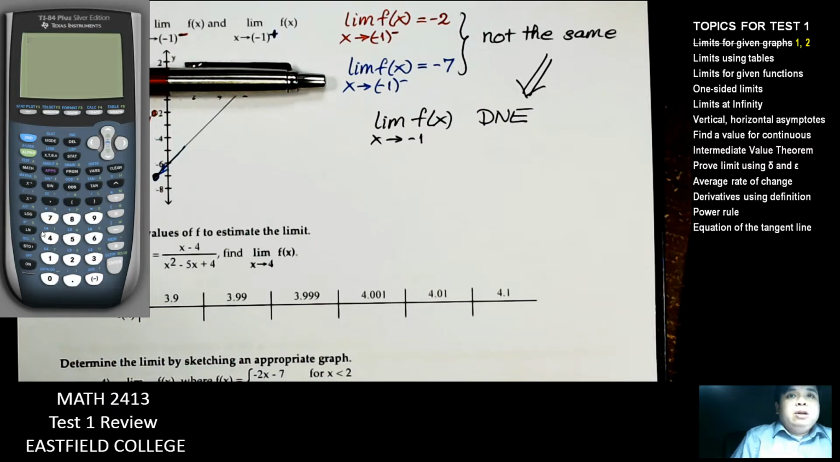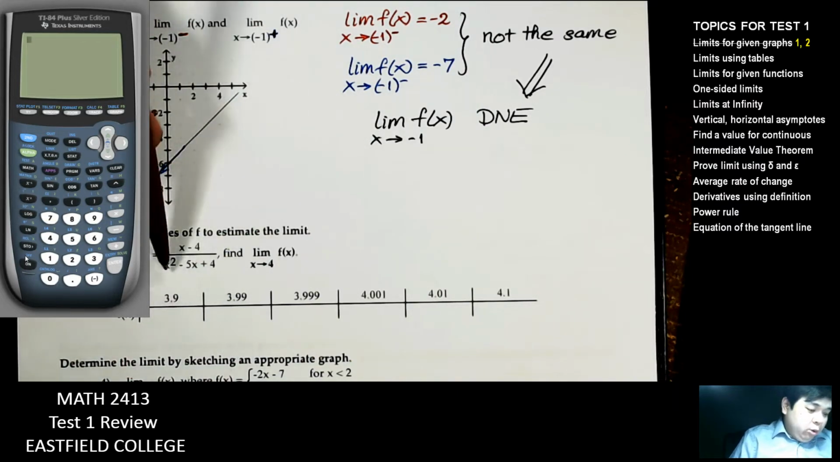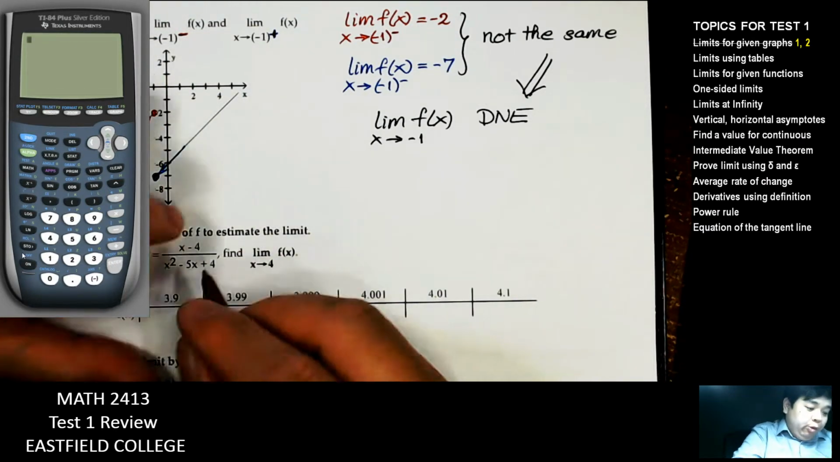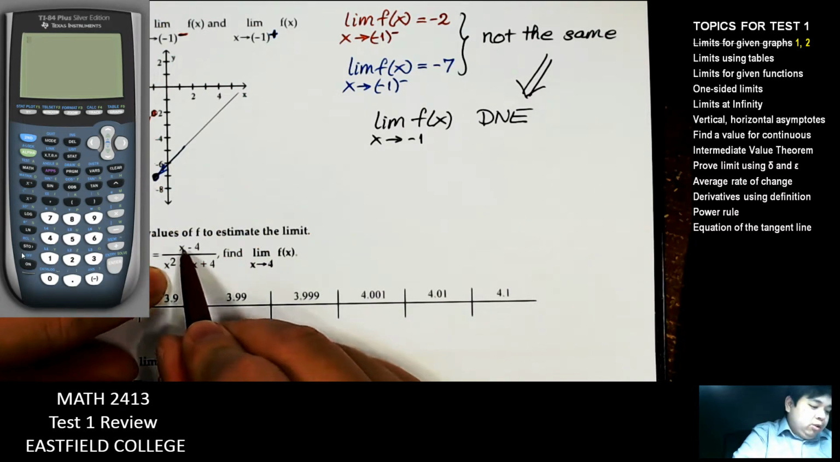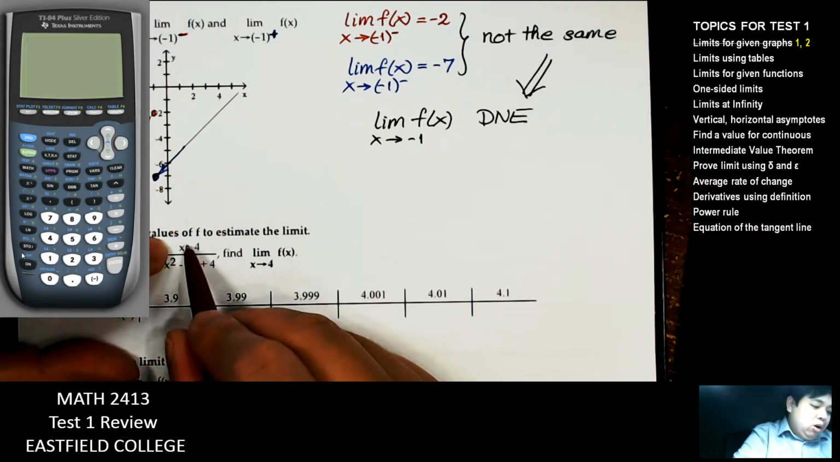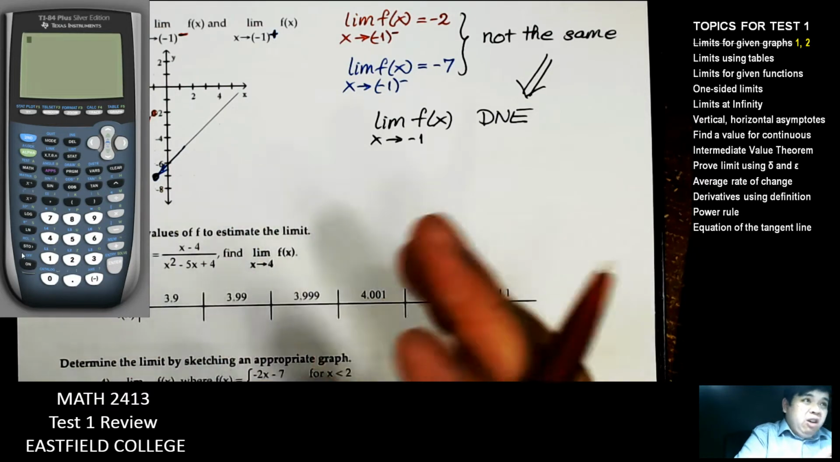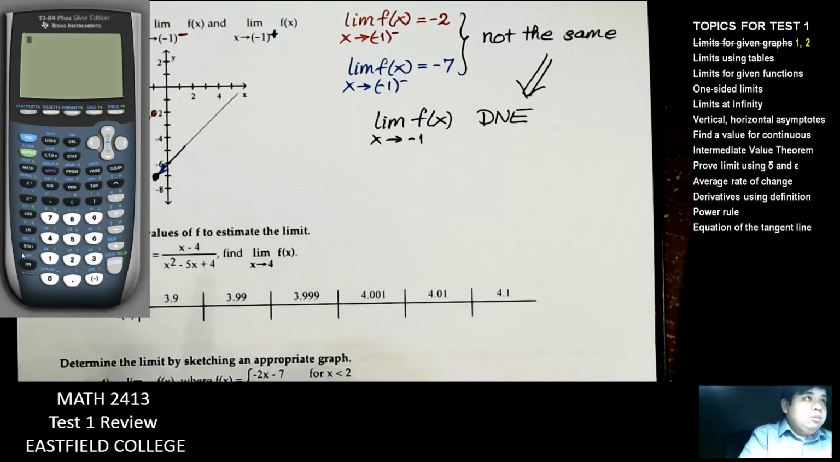Right. Now we just need to evaluate the function when x goes to 4. So if we put 4 directly in here, we will have 0 over 0. Divided by 0 is undefined already. So what we do is we just evaluate the function at these values of x. So first I will enter the function.